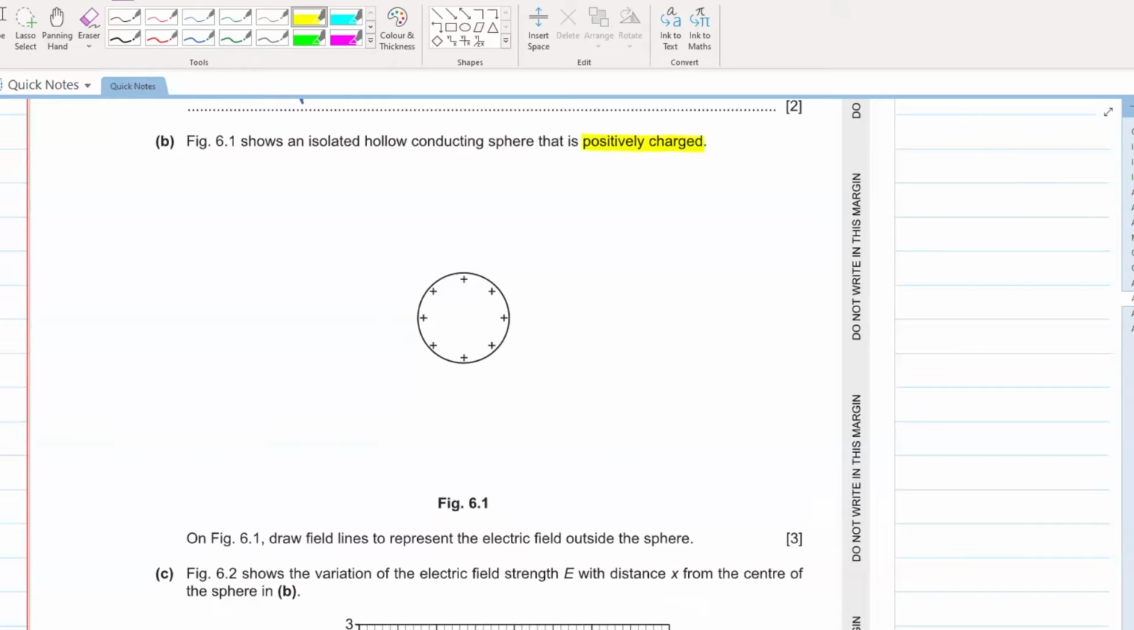Okay. You are given a positively charged sphere and you have to mark electric field lines from this. और बेटा इसके marks कितने? How many marks are you getting for this? You are getting 3 marks for this. Believe me, these are the easiest 3 marks that you will get in A2. What do you have to do? You just have to mark field lines pointing outwards.